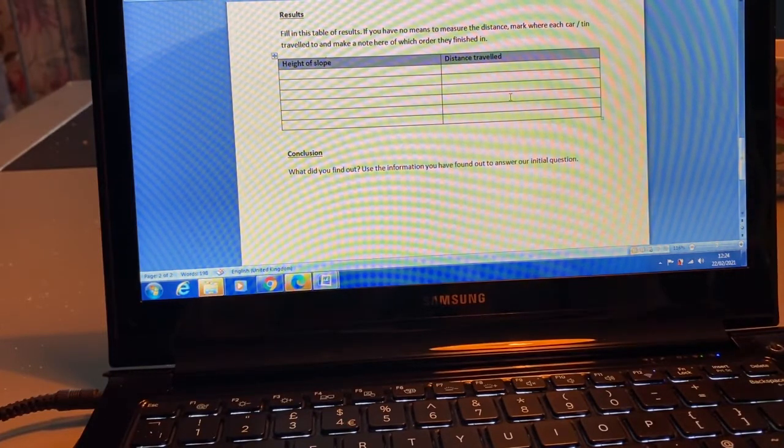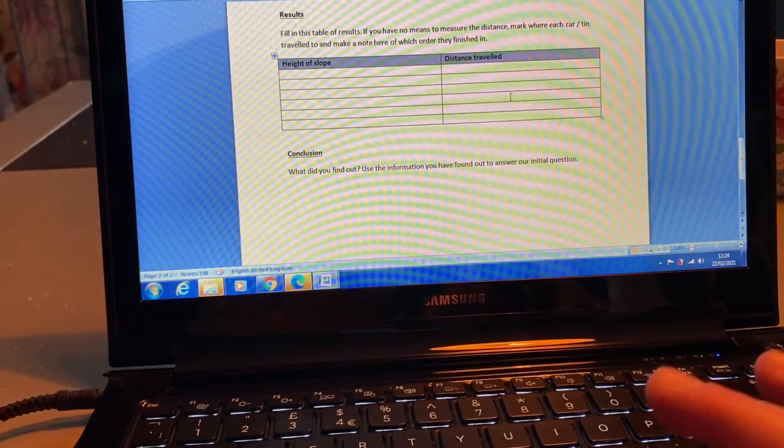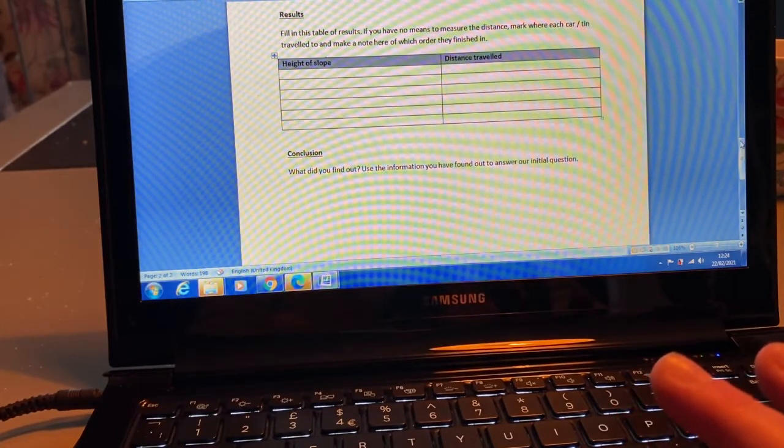So if you were going to do that on a table, you might mark out on your table where each car finished at the different height of slope, and then you'll be able to visually see which one travelled further. So if you want to get rid of that, that's fine, and put in a photograph if that is how it's going to work easier for you.